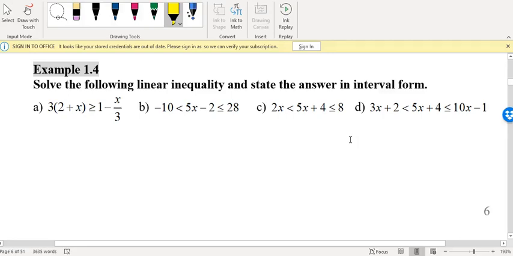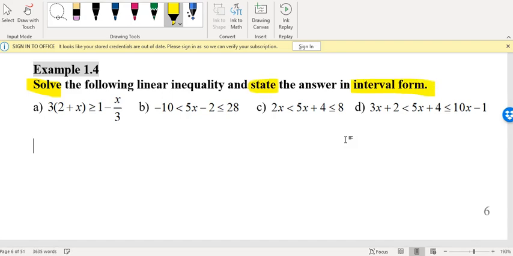Okay, let's start with example 1.4. The question says solve. Please highlight the important keyword here. Solve means that you may need to find the value involved. Solve the following linear inequalities and state the answer in interval form. Meaning that in this question there are two parts for you to answer.